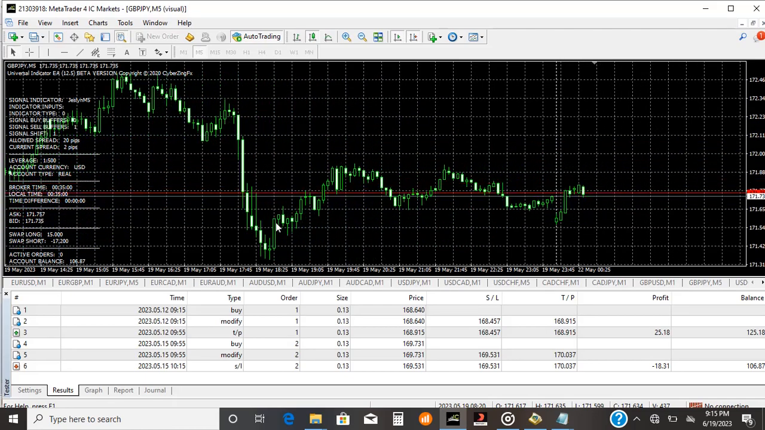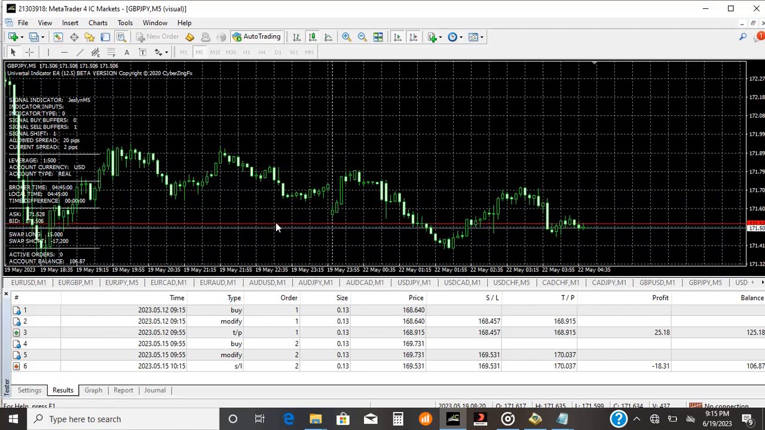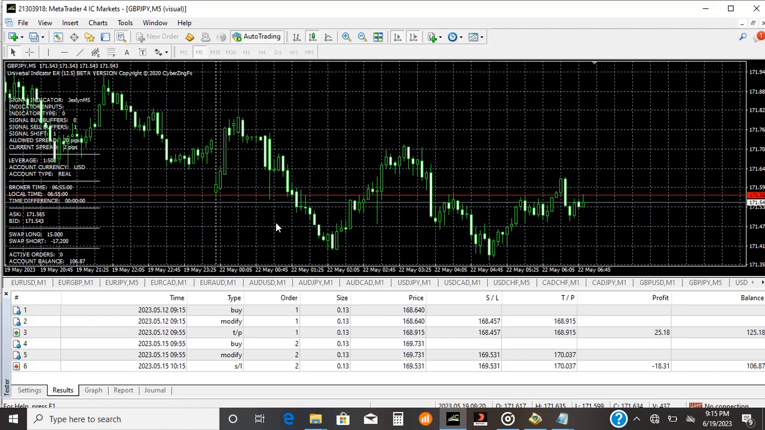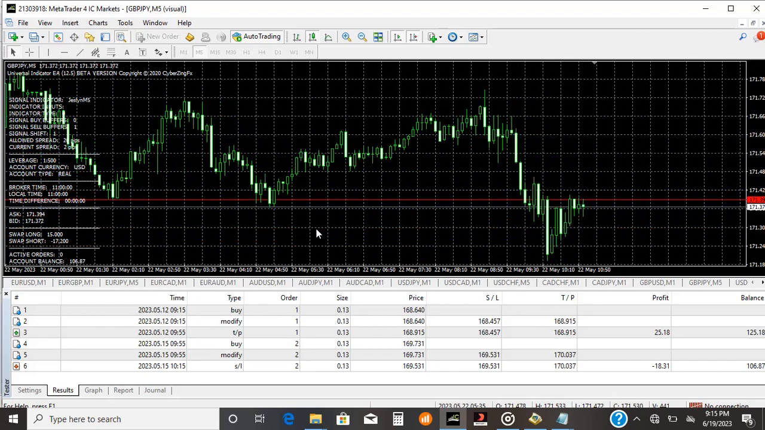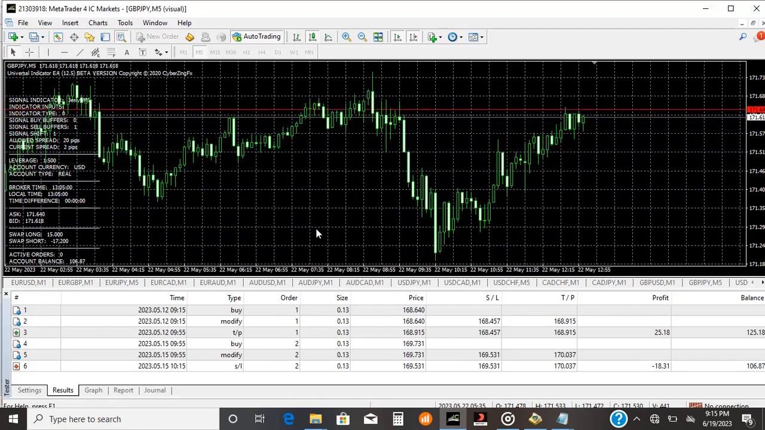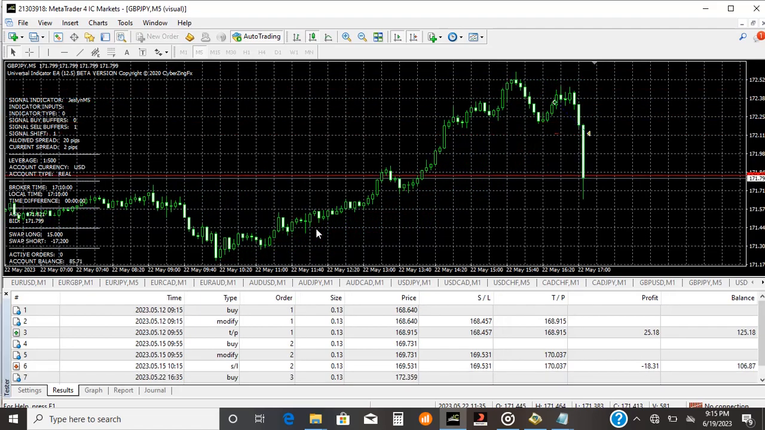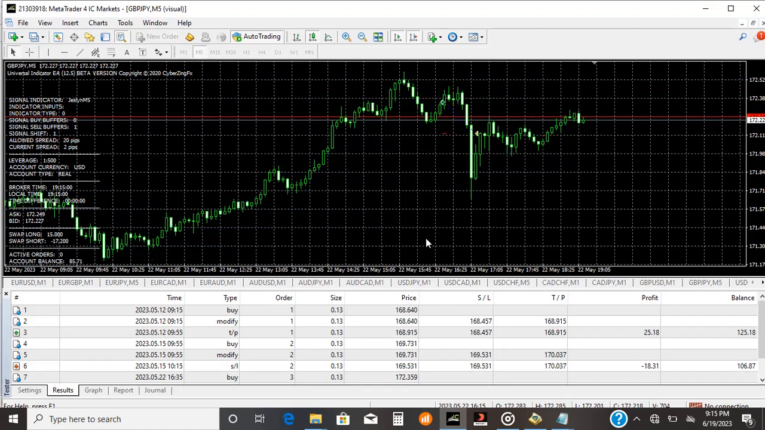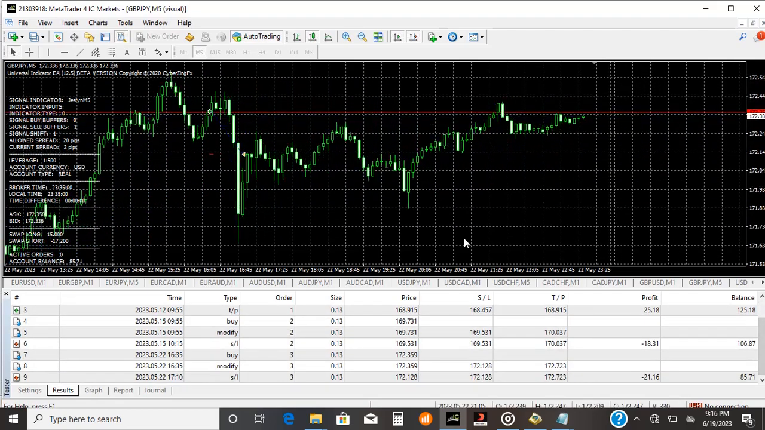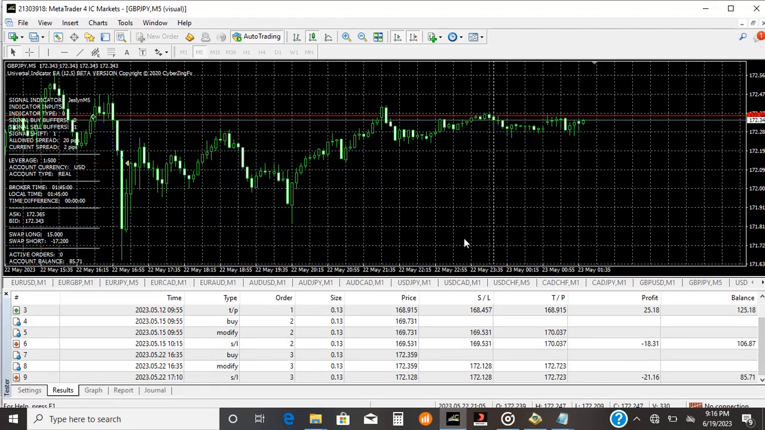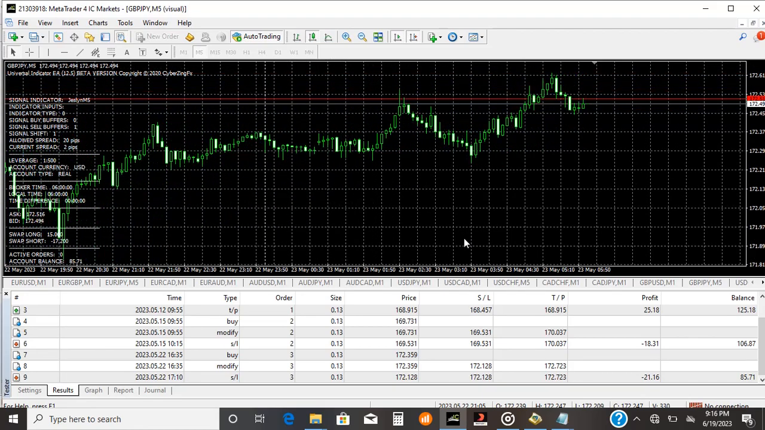Always remember to use a trailing stop. Very, very important. Always remember to use a trailing stop, because sometimes you might have a winning trade and before you know it, it goes against you. Okay, looks like we have another loss here. Let's see how it goes.